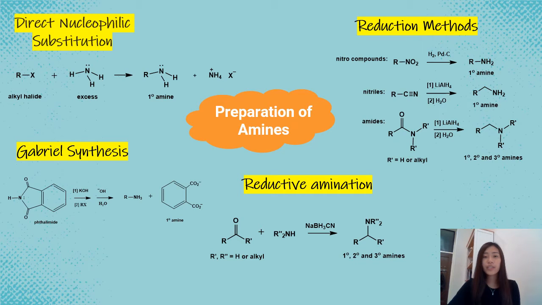Next is Gabriel synthesis. Primary amines are synthesized by using phthalimide as the starting material. Amines can also be synthesized using reductive methods. Nitrile compounds are reduced to primary amines, while primary, secondary, and tertiary amides can be reduced to primary, secondary, and tertiary amines. Aldehydes and ketones can also undergo reductive amination to form primary, secondary, and tertiary amines.